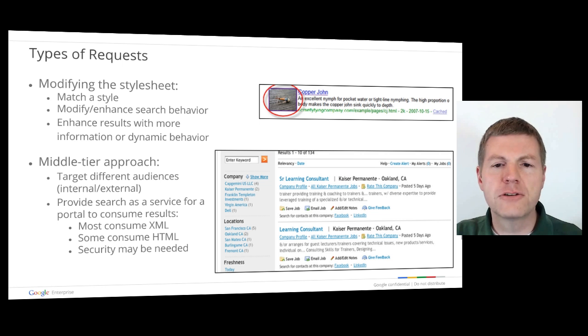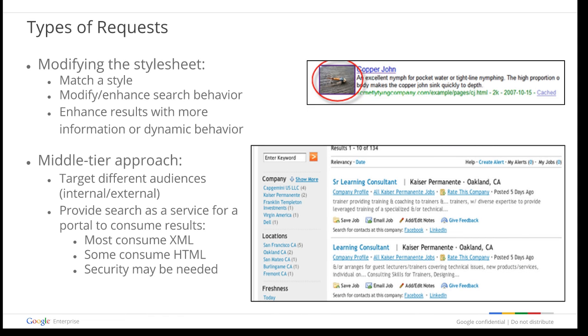There are two ways that users can interact with the GSA. They can interact with it directly, and it will deliver search results to them using HTML pages. Or you can build an application on your web server that interacts with the GSA as a service. Your application would proxy users' searches and deliver the results to the users.